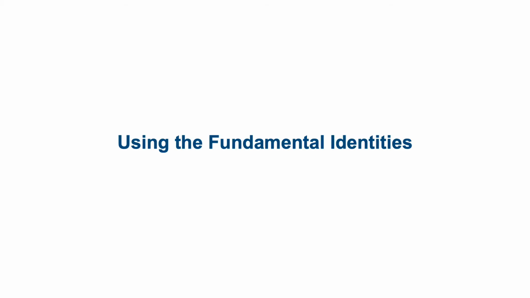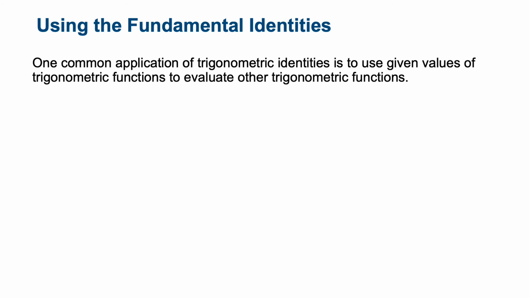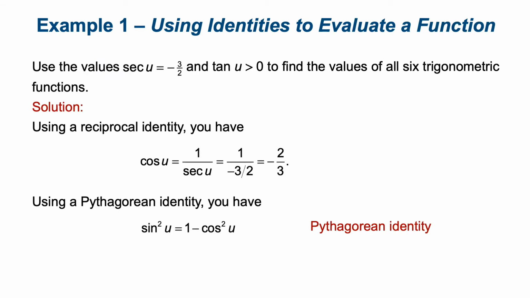Okay, so how do we use these identities? One common application is to use the value of one trig function to evaluate other trig functions. So let's suppose we're given that secant of u is equal to negative 3/2, and tangent of u is positive, and we want to find the values of all 6 trig functions. We know that cosine is the reciprocal of secant, so cosine of u is going to be negative 2/3, right? Because they're reciprocal functions. We use that identity and we get cosine. Now we can use this value of cosine and the Pythagorean identity to solve for sine.